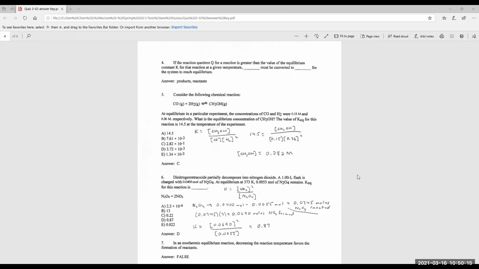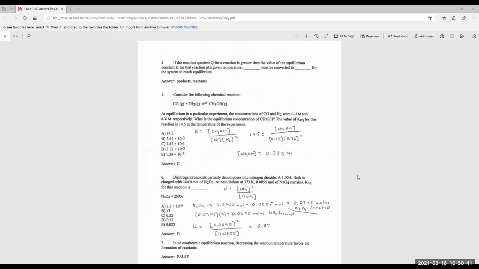Which of the following expressions is the correct equilibrium constant expression for CO2 plus 2H2 going to CH3OH? Well, once again, it's products over reactants. So it would be the CH3OH concentration divided by the CO2 concentration times the H2 concentration squared.